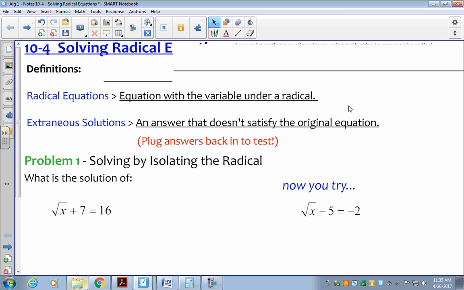All right, an extraneous solution, extraneous, is an answer that does not satisfy the original equation. So we're going to get some extraneous solutions. Because how do you get rid of a square root?